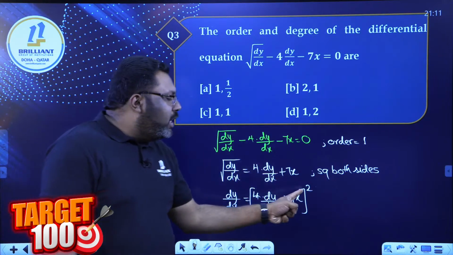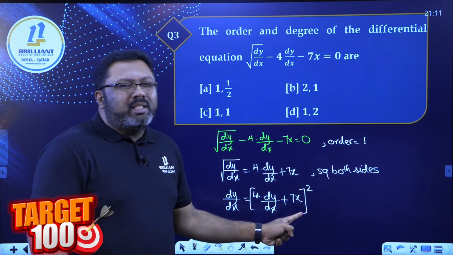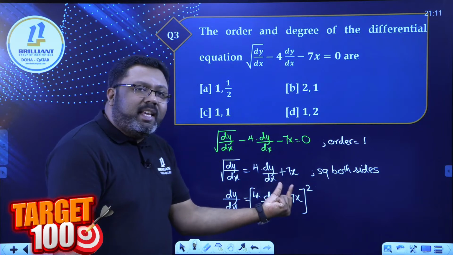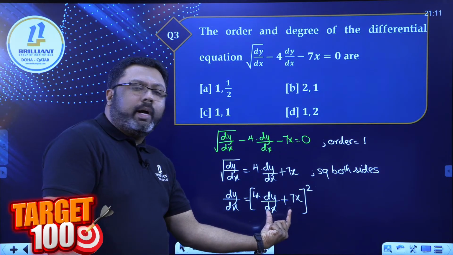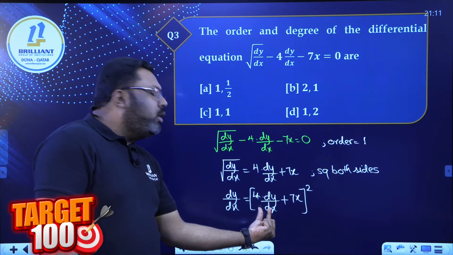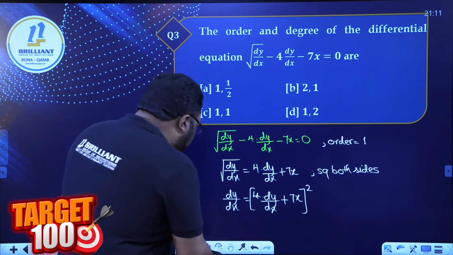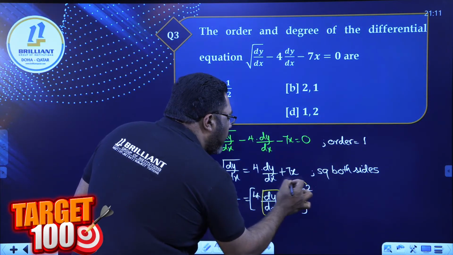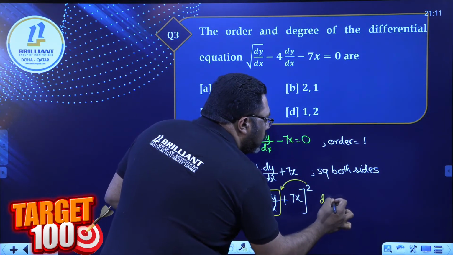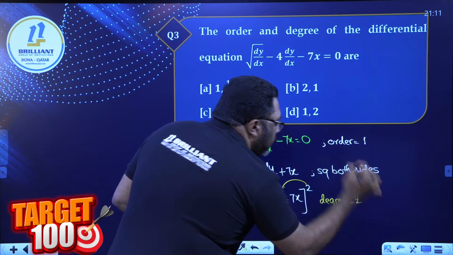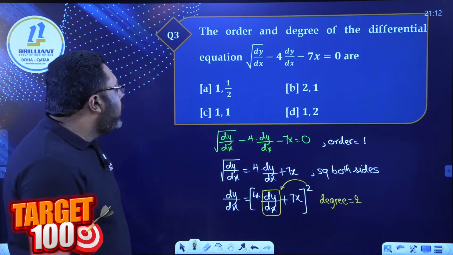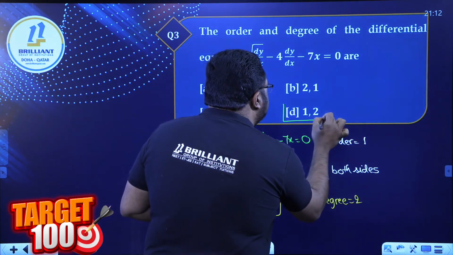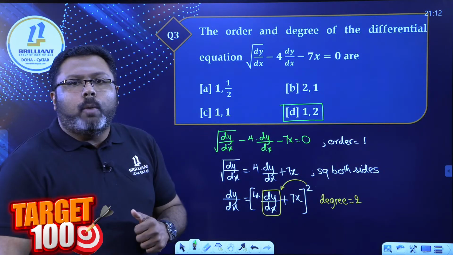Now my dear students, you can see the right hand side is squared. It's an MCQ question. Please don't waste your time trying to open that (a plus b) whole squared. You can easily see that when you open it, the power of 2 will be reflected on the term dy by dx. So the power for my differential coefficient term will become 2. Yes, so my degree is 2 and not 1. So order 1, degree 2, option D.